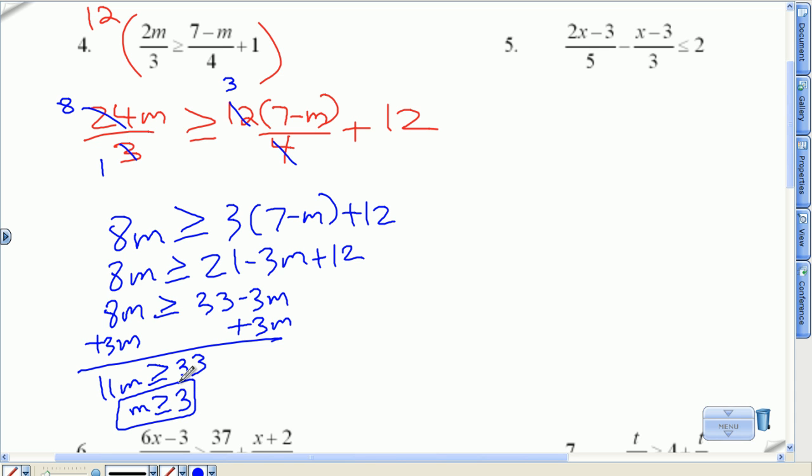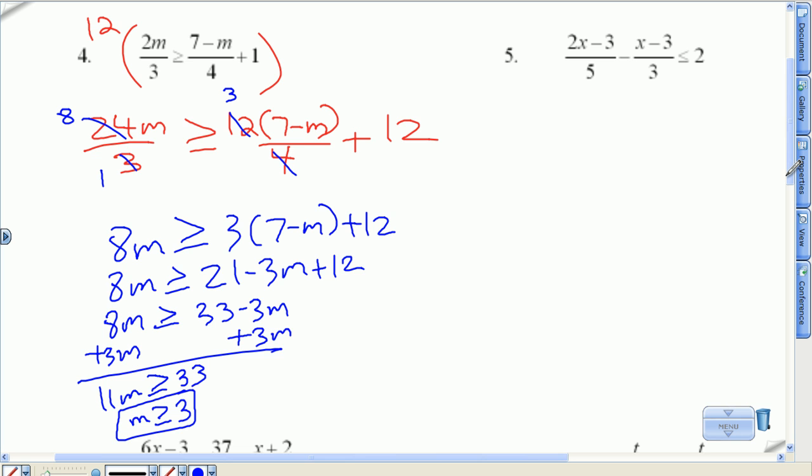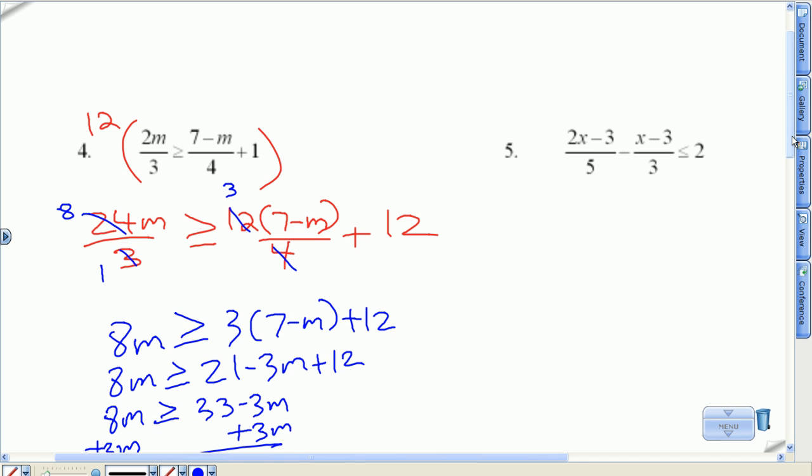Notice we did not have any instances where we had to flip over the inequality. We've done 4 problems now and it hasn't come up yet, so not something that happens all the time. It does happen though. We have to be smart about that. Alright, I'm going to scroll up here for number 5.